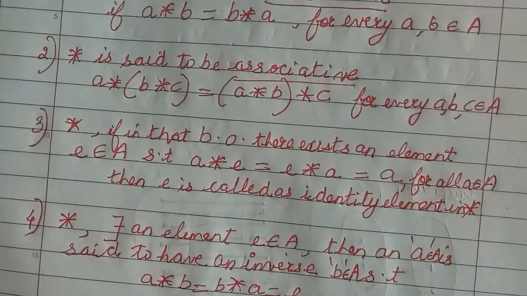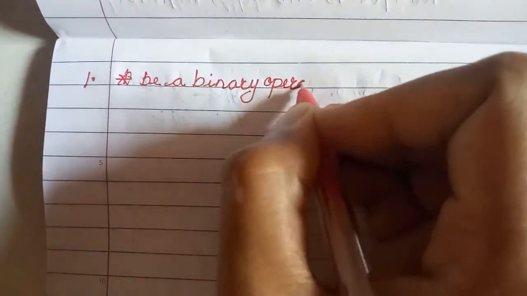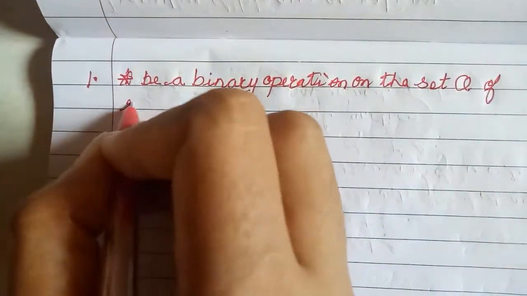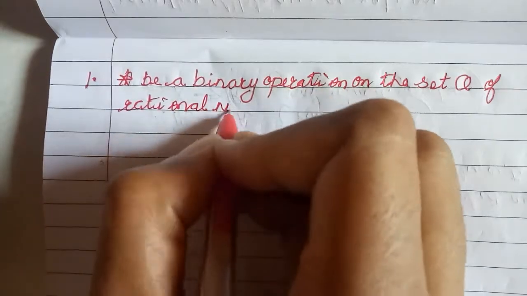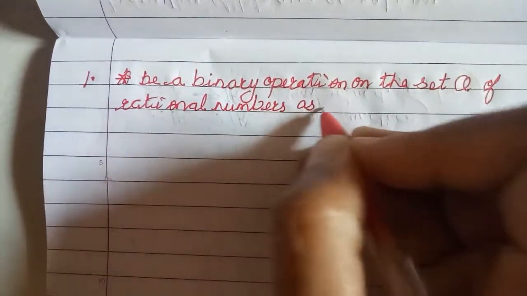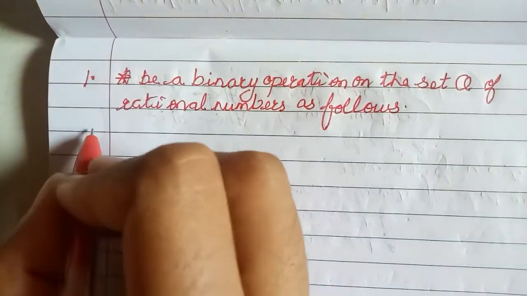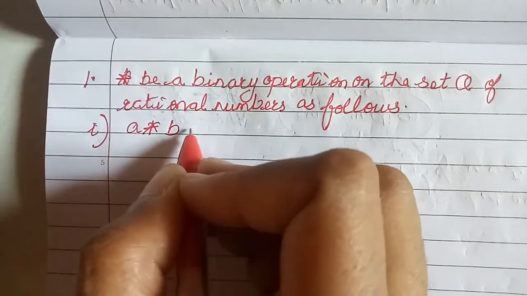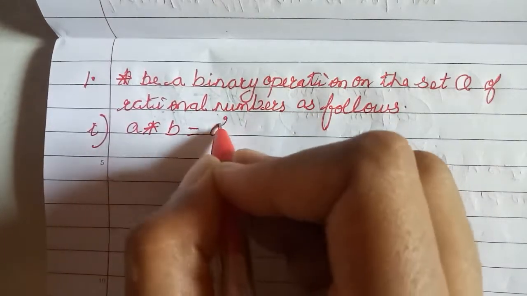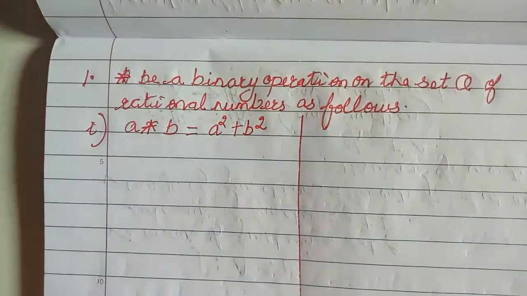So let us solve some problems based on it. Okay, so let me take some examples. Suppose star is a binary operation, many times it is also written as BO. BO means binary operation on the set Q of rational numbers as follows. Suppose the first one is A star B is equal to A square plus B square.